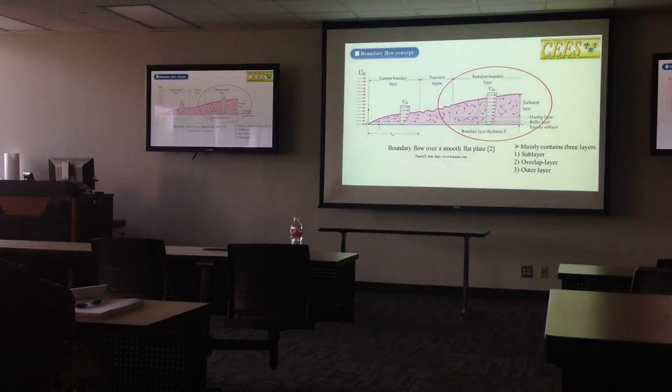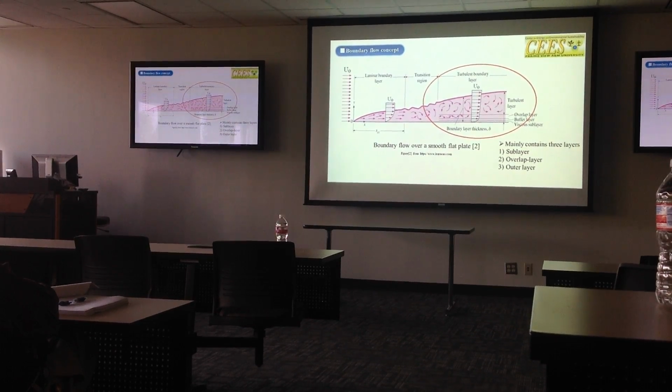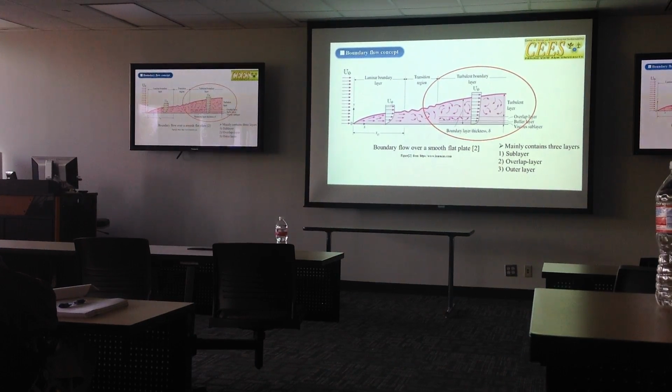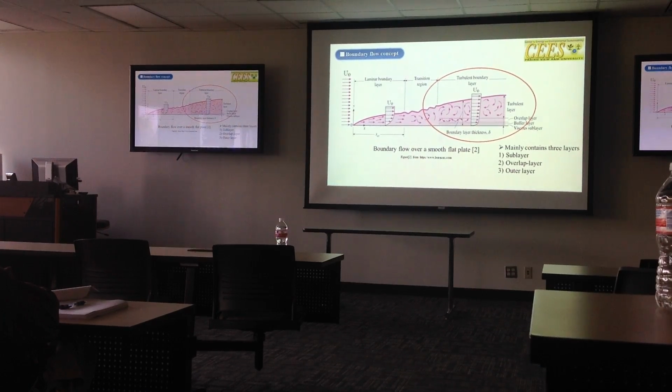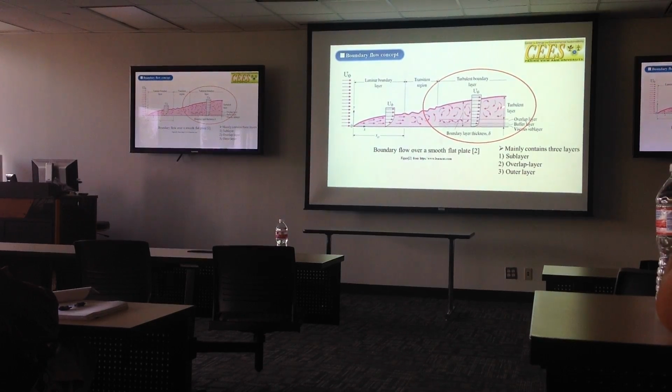Just consider a flow over a flat plate. In this situation, the boundary layer will be distinguished into 2 different types. One is the laminar boundary layer, and another is turbulent. Between them, there will be a transition region. But in this study case, we mainly pay attention to the turbulent boundary layer. This is our study area.